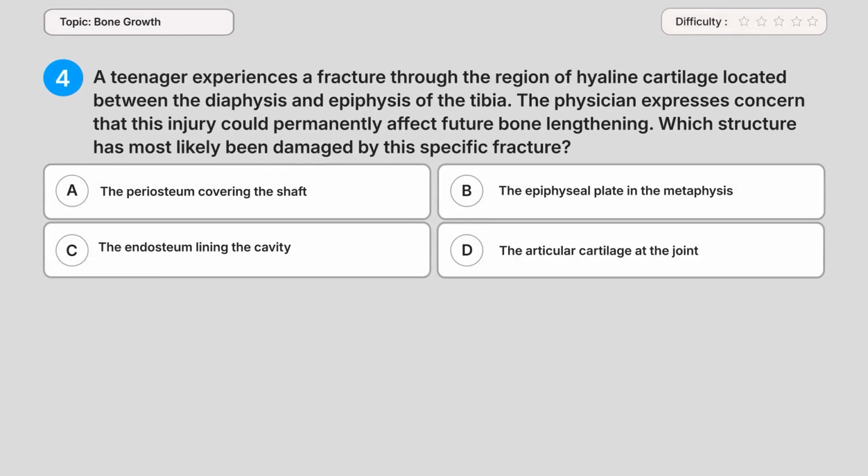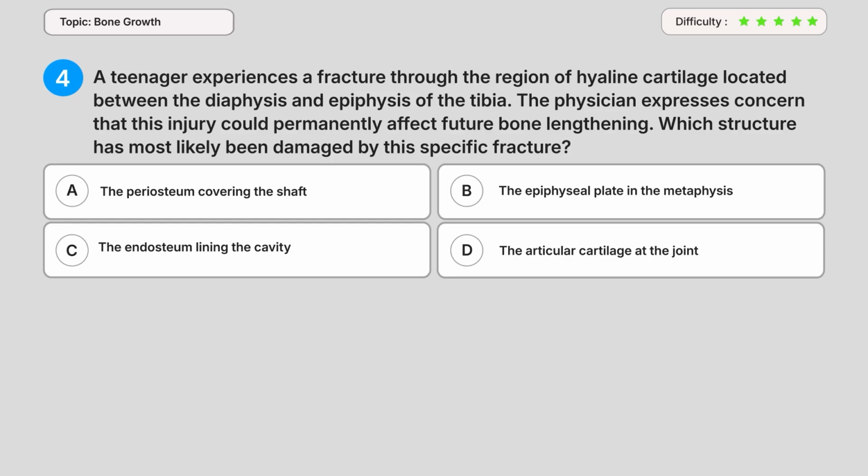4. A teenager experiences a fracture through the region of hyaline cartilage located between the diaphysis and epiphysis of the tibia. The physician expresses concern that this injury could permanently affect future bone lengthening. Which structure has most likely been damaged by this specific fracture?